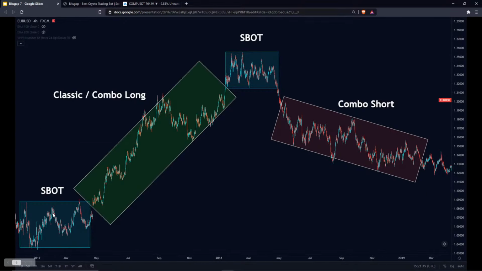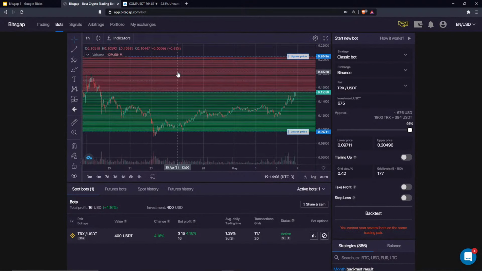Okay, so here we go, the SBot, classic bot, and the combo long. That's the one related to the combo bot for the futures market. Only with the combo bot you can generate returns on the downfall. That's something that you cannot do with the SBot and the classic bot on the spot market. It's only an option for the combo bot to generate your returns on the downside market. Okay, so let's go back to the platform and see what we can do.